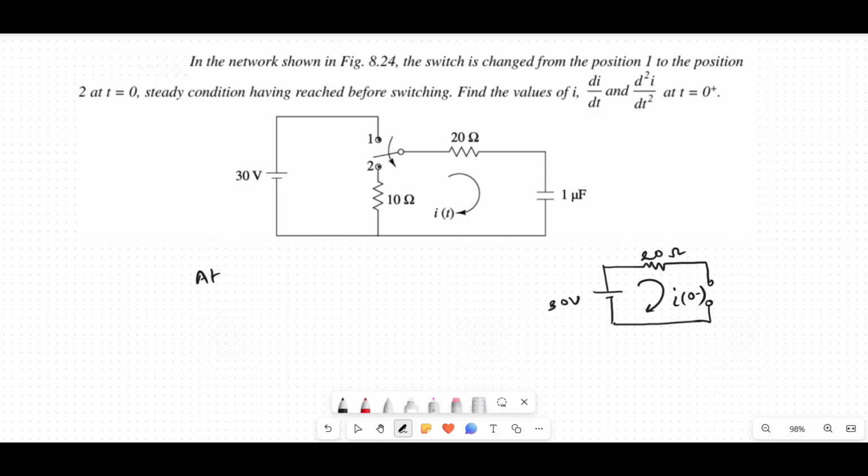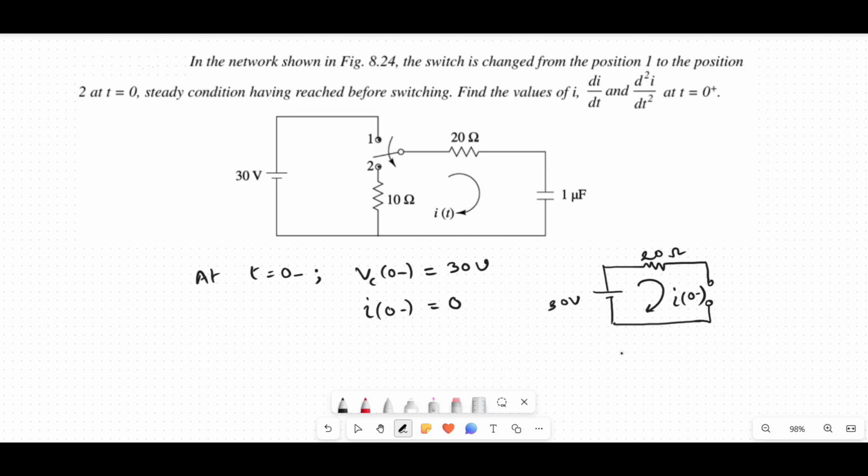At t equals 0 minus, the network attains the steady state condition, hence the capacitor acts as an open circuit as we have discussed. So the value of Vc at 0 minus will be 30 volts since it is already charged, and the value of i at 0 minus will be 0, right?